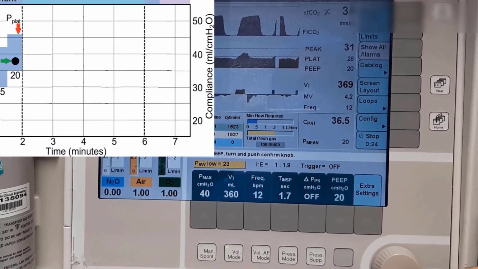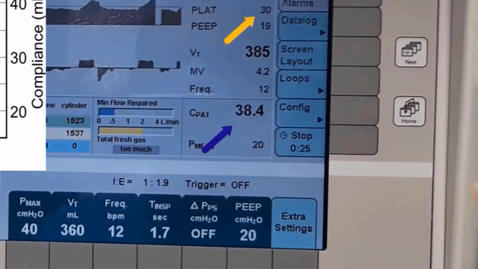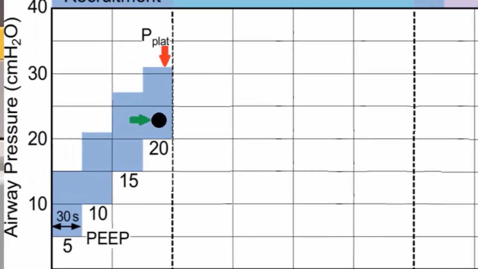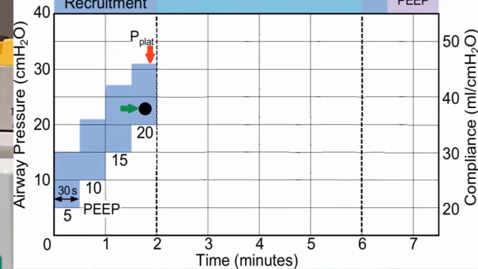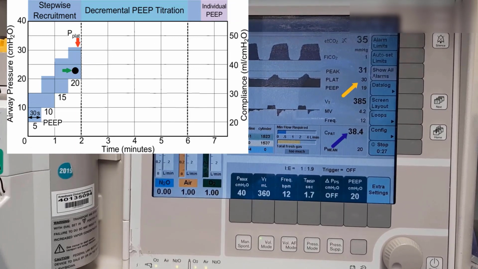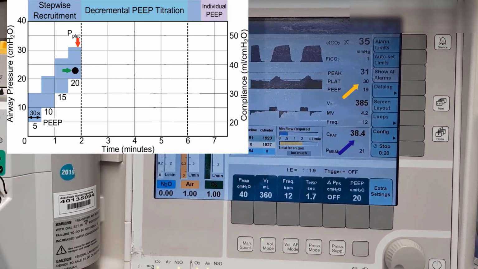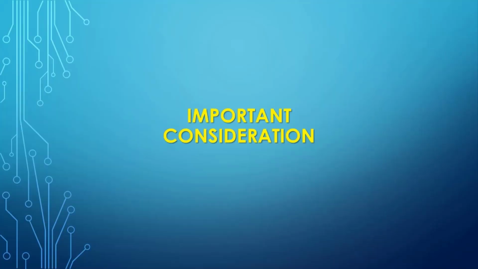Notice that compliance is 38 at this point. Notice that the blue arrow indicating the compliance on the ventilator screen is corresponding to the green arrow on the graph. In some patients, PEEP can be increased by 2 or 3 instead of 5 so that plateau pressures don't exceed 32. If this happens, you can reduce this step to a PEEP between 16 to 19 in order to keep that limit of plateau pressures.